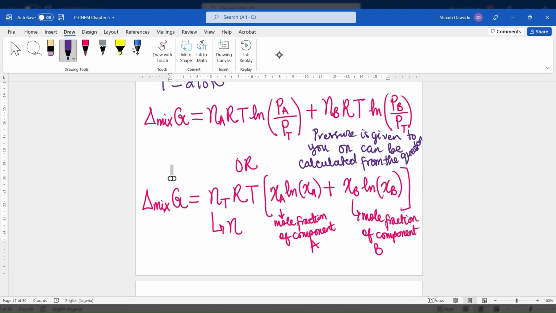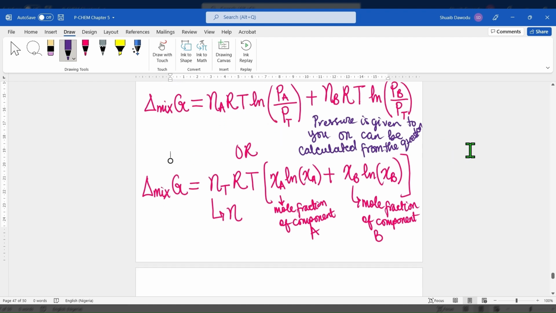Now, for the second one, you may be wondering, when should you use this? You should use the second formula whenever number of moles are given. So use this formula when number of moles are given, or mole fraction are given or can be calculated.